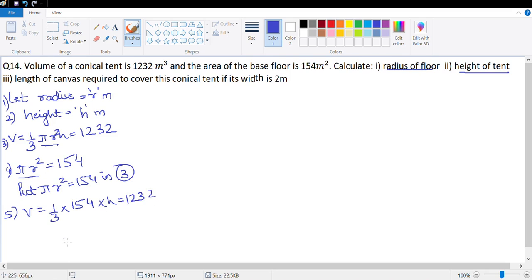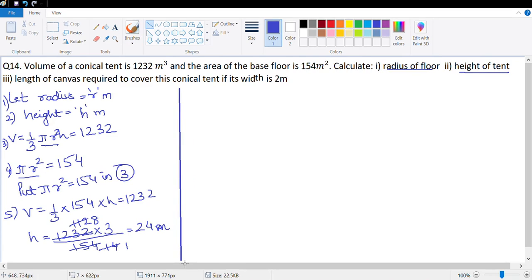That's fine, which means h is equal to 1232 into 3 upon 154. That's 11 into 1 and 4. This is 11 ones are 11. That's 13, 1 and 2. This is 14 into 1 and 14 into 8. Yes, 14 into 8. That's correct. So this is 8 into 3. That's 24 meter. So we've got the value of h at least. Therefore height is equal to 24 meter.